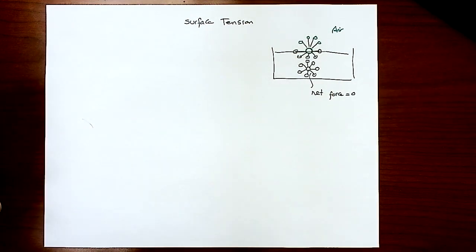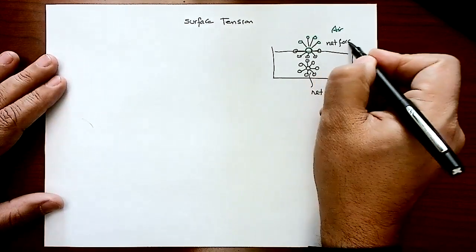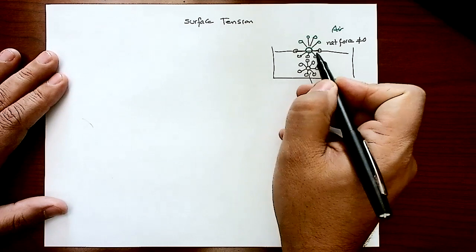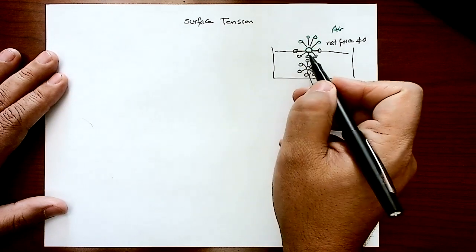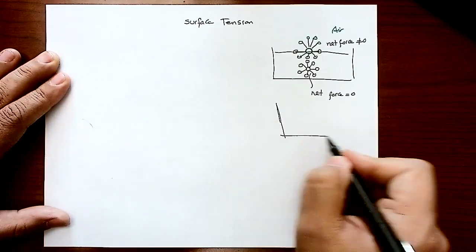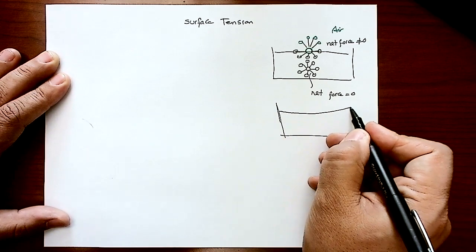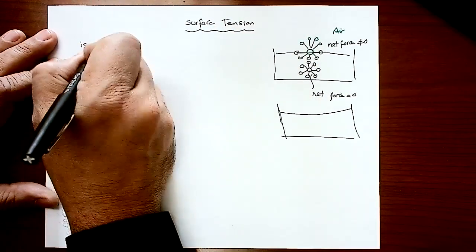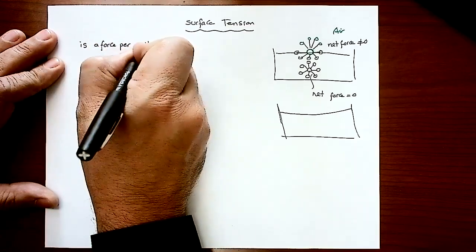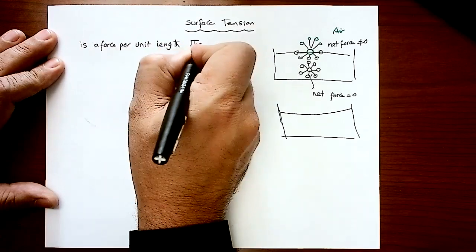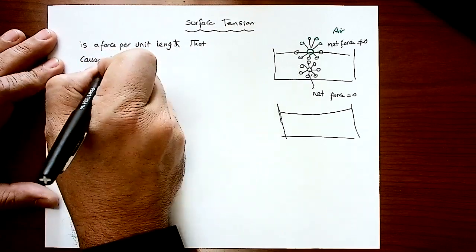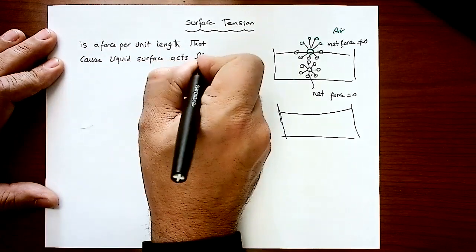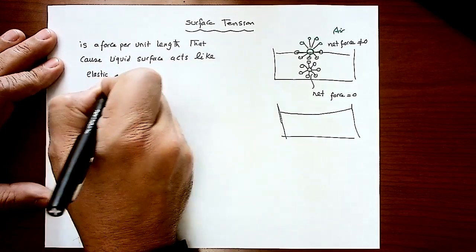So what's happening is you'll find that the net force for the surface molecules does not equal 0. And that explains why this molecule at the surface is always pulled down, because the bonding force below is much higher than the bonding force above. So the net force is taking that molecule down. That's why you get the sensation that the surface of a fluid is like a stretched membrane. And this is what we call the surface tension. So surface tension is a force per unit length that causes the liquid surface to act like an elastic membrane.